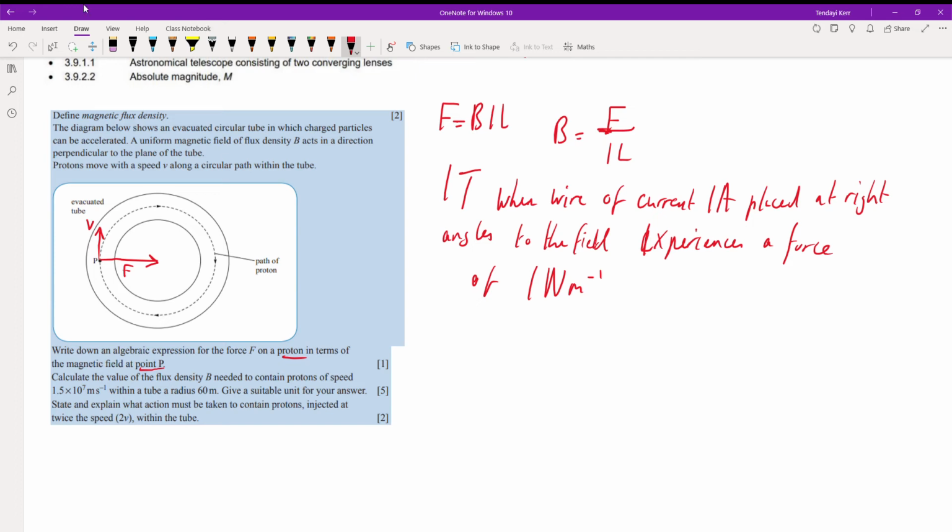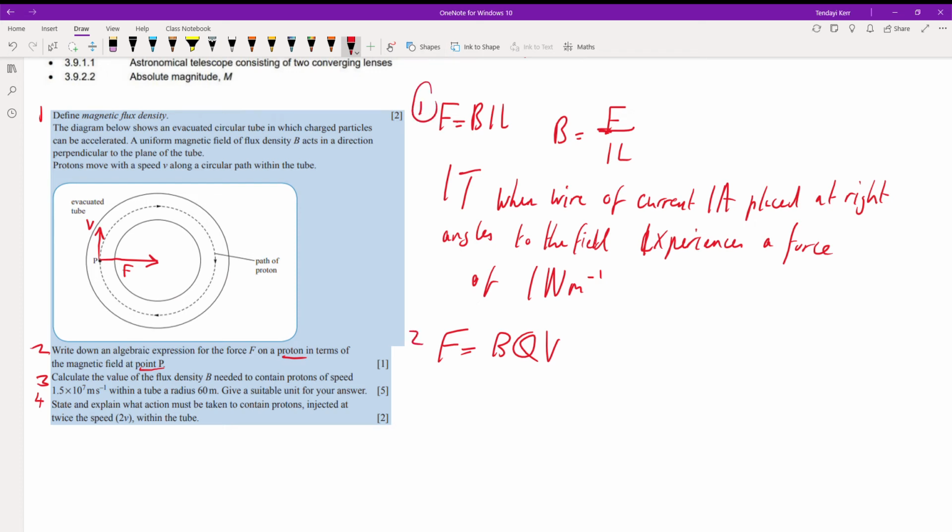So for an expression, as I said, what do we need to do? We need to think about the equations. For that, for 1 mark, F equals BQV, because that's talking about the force on the proton in terms of the magnetic field at point P. Then let me number these: that's 1, 2, 3, 4.